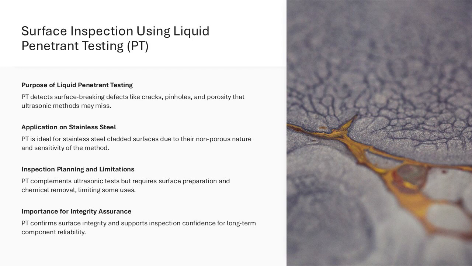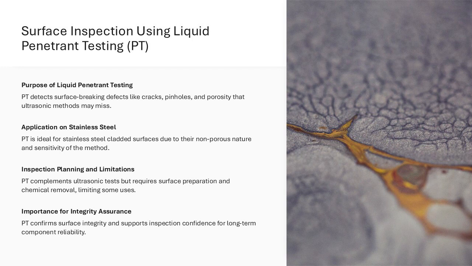PT is highly sensitive, relatively simple to apply, and well-suited for stainless steel surfaces due to their non-porous nature. From an inspection planning perspective, PT is often performed after ultrasonic inspections to ensure comprehensive coverage of both internal and surface-related damage mechanisms. However, PT requires proper surface preparation and cleaning, as well as post-inspection removal of chemicals, which may limit its use in certain operational environments. Despite these limitations, PT remains a valuable tool for confirming surface integrity and supporting overall inspection confidence.